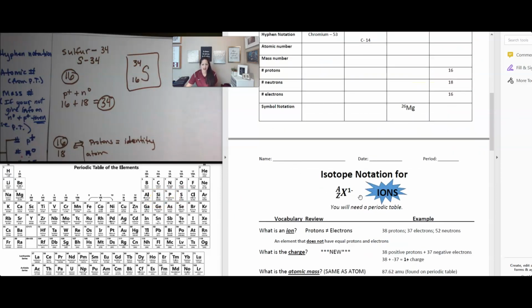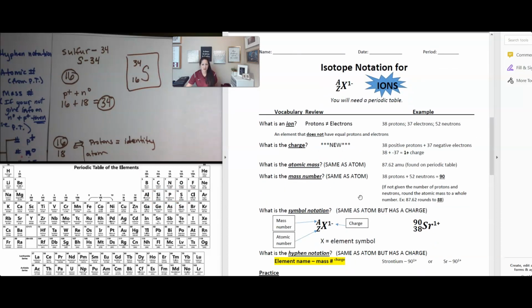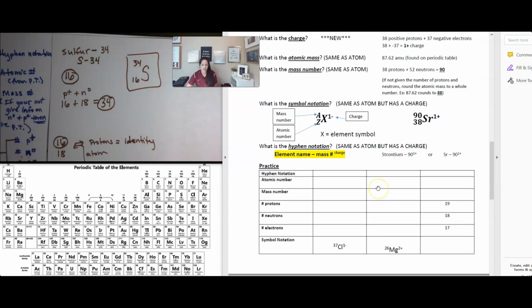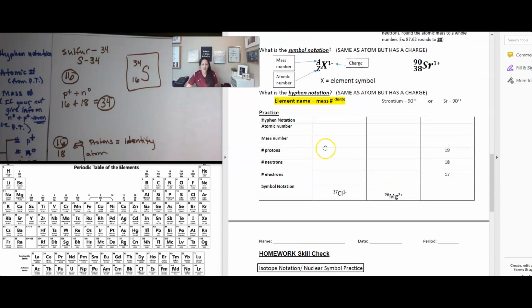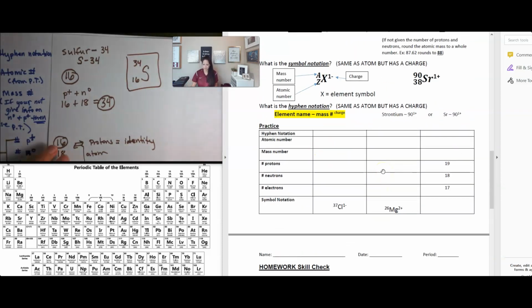Go ahead and let's go to the next page. This one tells you what the difference is with ions. So ions are basically the same thing, but now we have a charge, meaning that our electrons are not going to be the same. So it gives you some information, just kind of reminding you of that. So let's give these examples a try.